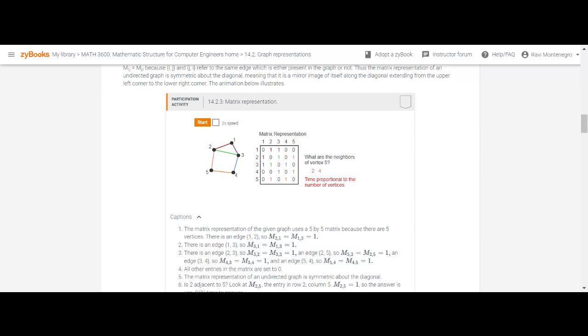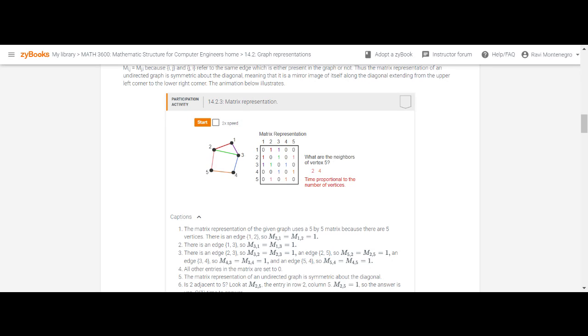3 is connected back to 2. So if we look at row 3, column 2, you'll see a 1 again. Generally, you get a diagonal symmetry here. Row 2, column 3 had a 1. Row 3, column 2 had a 1.